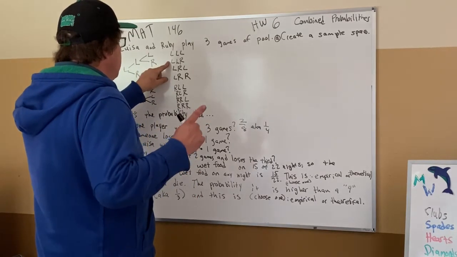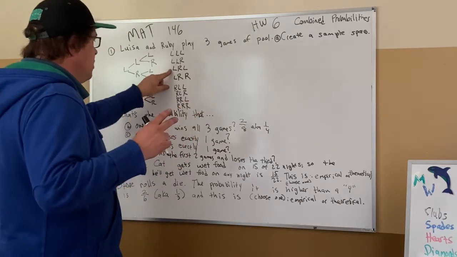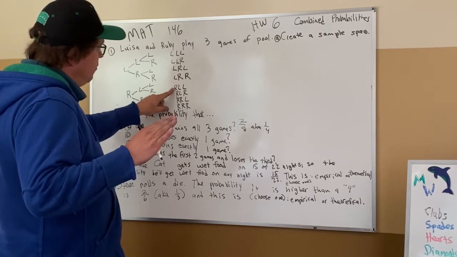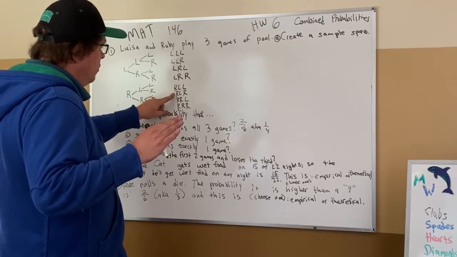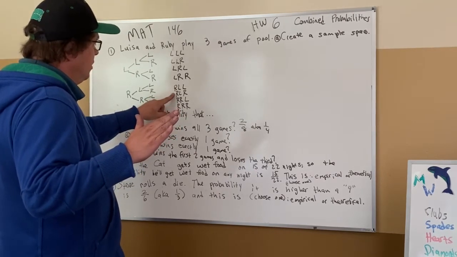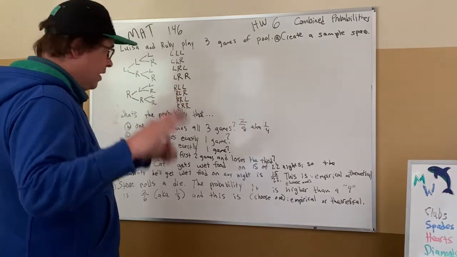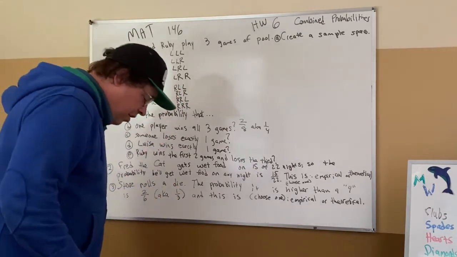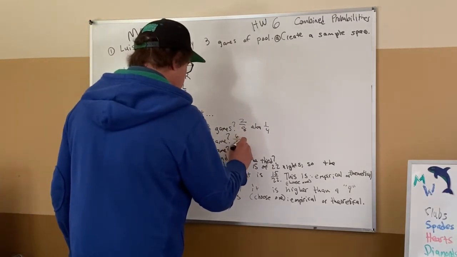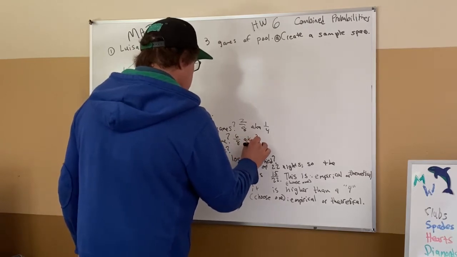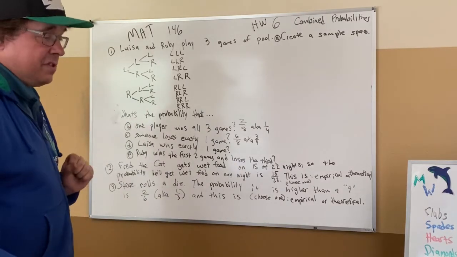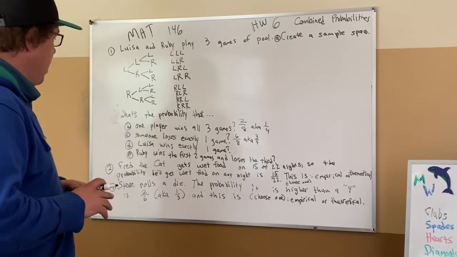1 loss for Luisa, 1 loss for Luisa, 1 loss for Ruby, 1 loss for Luisa, 1 loss for Ruby, and 1 more over here with 1 loss for Ruby. We got 6. Not the LLL, not the RRR, but 6 of the 8. That's 3/4. So it turns out in this setup, you either have someone win all 3 games or you have someone lose exactly 1 game, and that covers the whole spread.